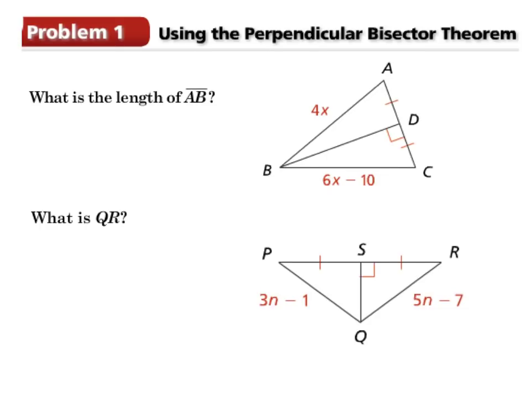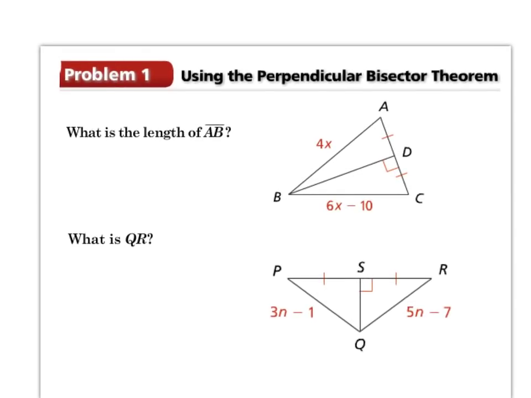Now we're going to look at some questions here that use this concept. So in this case, it wants to know what is the length of AB. So that is this length right here. All right. Well, we're getting some things here. We're told that AD and DC are congruent. They both have the one little hash mark on it there.